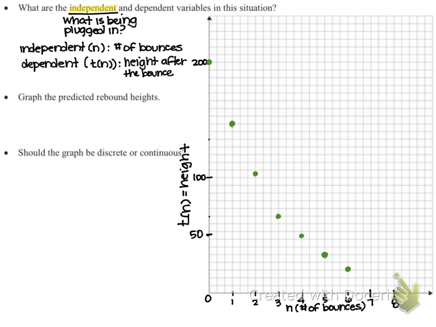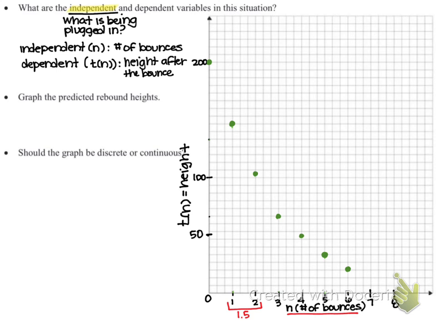Okay, done. Should the graph be discrete or continuous? All right, so are we going to connect the dots or not? That's the question. Well, let's think about this. Let's take a look at what the x-axis represents, or the n. Down here, this represents the number of bounces. So I guess my question to you is, would it make any sense to have a 1.5 bounce? I want you to think about being in line again. If you're in line first, the person behind you, are they at the 1.5 spot or are they at the 2 spot in line?